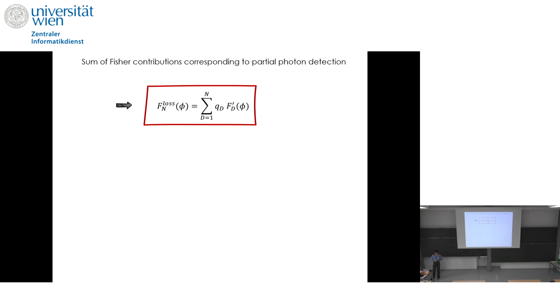But we proved that we can actually rewrite the Fisher information in a simpler way, just as a sum of contributions of Fisher information for partial detection. So F_d is the Fisher information for a number d of detected photons, which is smaller than n, the total number of photons. And Q_d is the probability of detecting d photons, which can just be expressed in terms of the probability of losing only 1 photon.